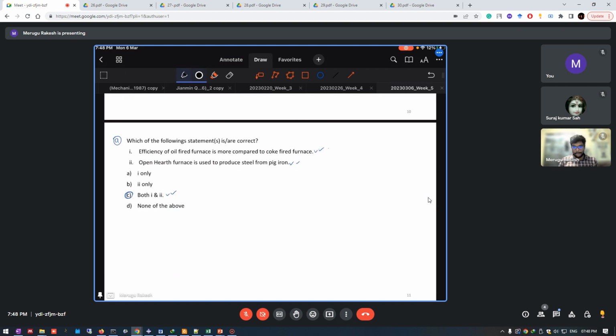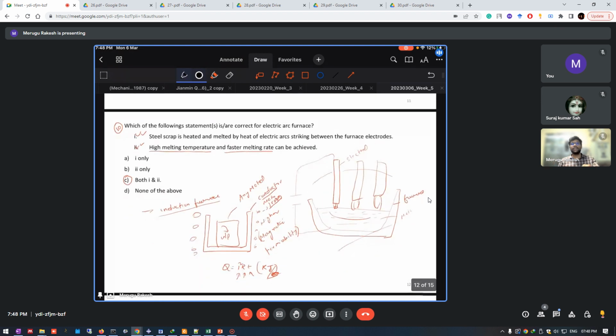Then we have questions regarding these furnaces. The first statement is true because oil has little more efficiency when compared with coke fire. Then open hearth furnace is used to produce steel from pig iron, which is a true statement. The advantage in open hearth is that we use the flue gases to heat the incoming air. That is how we increase the temperature of incoming air, which will finally improve the efficiency of the process. Then finally we have these questions regarding the electric furnace.